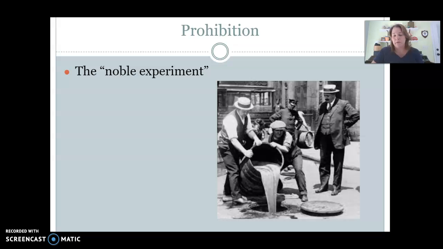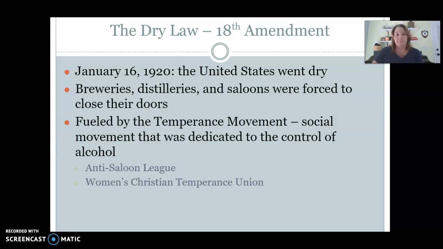The last thing we need to talk about for our understanding of the Great Gatsby is the era of Prohibition. Prohibition, or the dry law, or the 18th Amendment, happened on January 16th, 1920, and the United States went dry on this day. That meant that breweries, distilleries, saloons were forced to close their doors. Anywhere that bought or sold alcohol was no longer allowed to do so anymore.